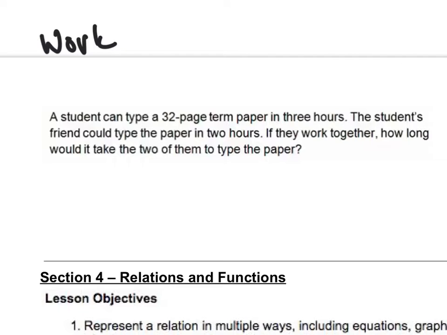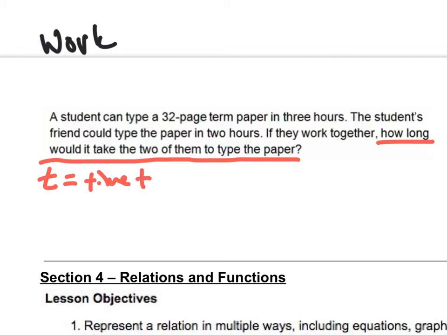So let's identify the question. The question is, how long would it take the two of them to type the paper? All right, so we're trying to find a measure of time. So we're trying to find the time. So t, let's have that be the time to complete the paper, the 32-page paper.